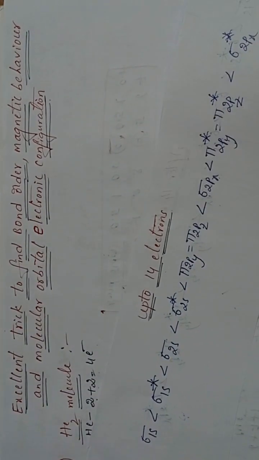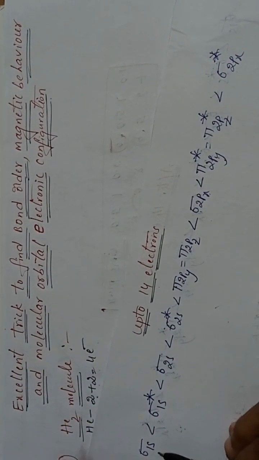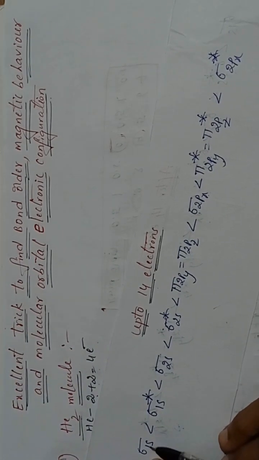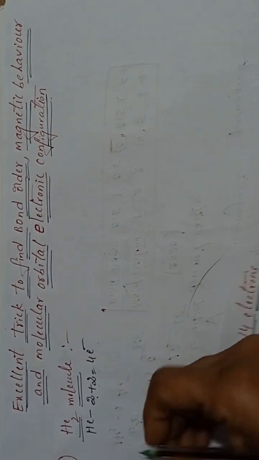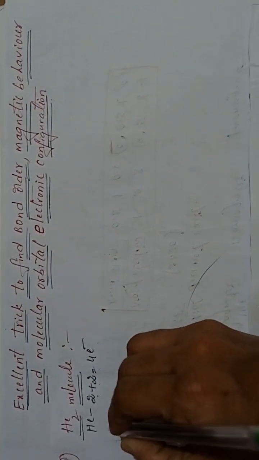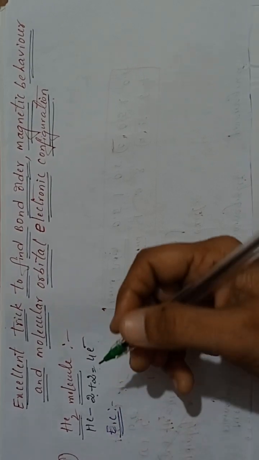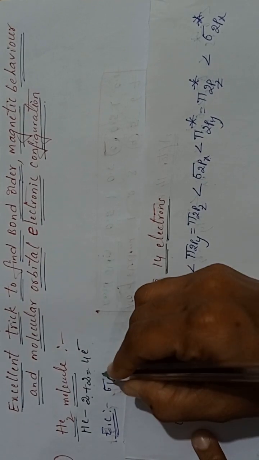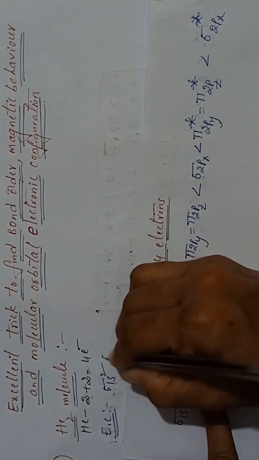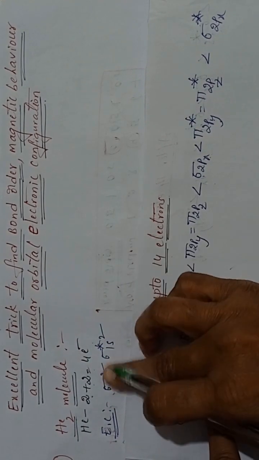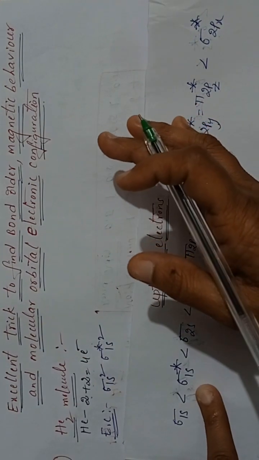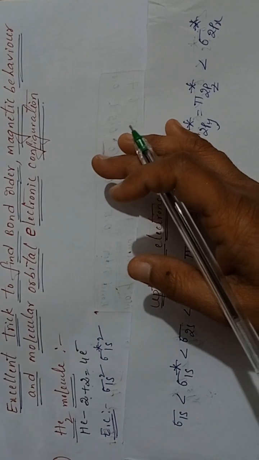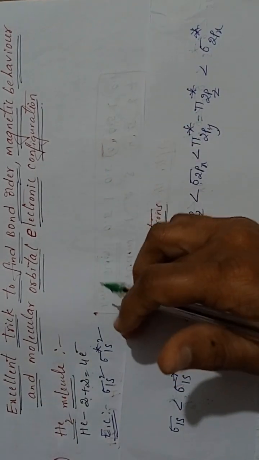Now the He2 molecule has a total of 4 electrons, which means it is up to 14 electrons, so we write the electronic configuration from here. Sigma 1s has 2 electrons and sigma star 1s has 2 electrons, so 2 plus 2, 4 electrons are completed. Sigma 1s2, sigma star 1s2. This is the electronic configuration.